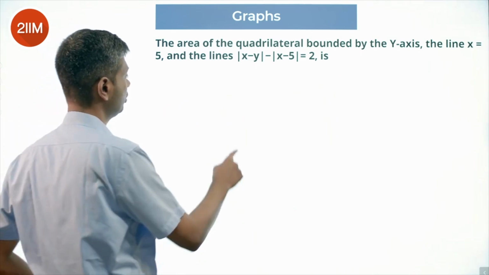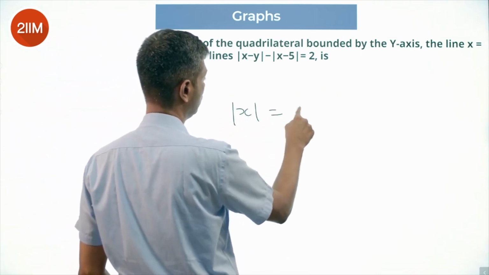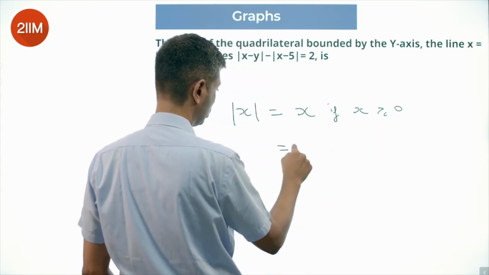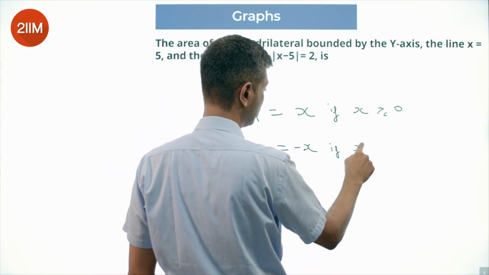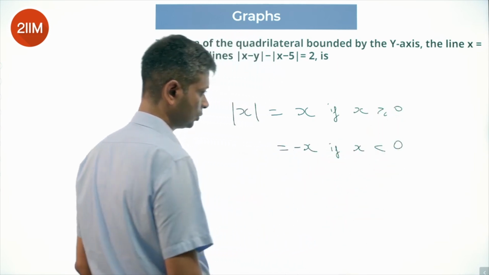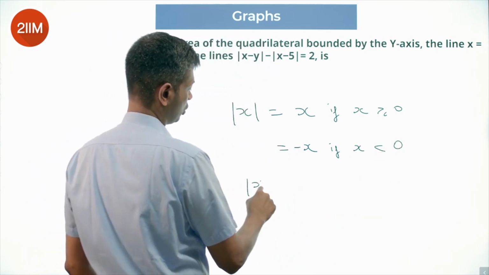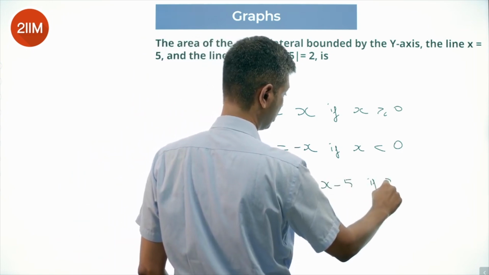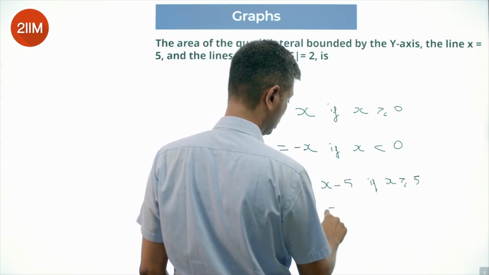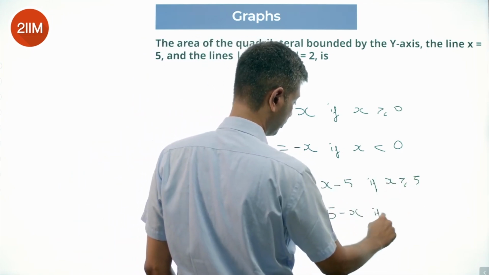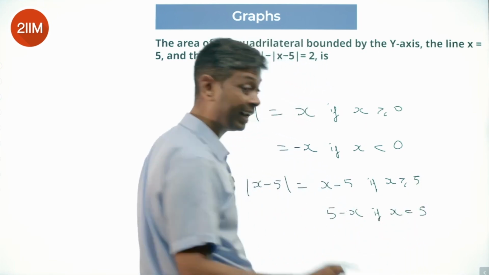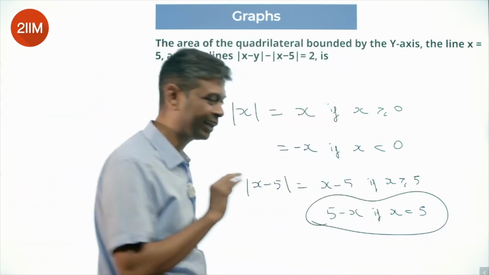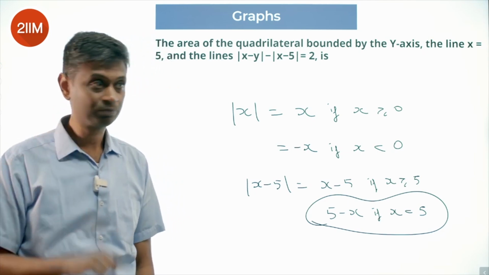The idea we are using is mod x equal to x if x is greater than or equal to 0, equal to minus x if x is less than 0. So modulus of x minus 5 equal to x minus 5 if x is greater than or equal to 5, equal to 5 minus x if x is less than 5. In our entire range, it is 5 minus x. So life is simple. Not two equations, only one.